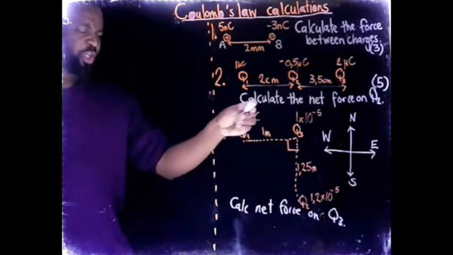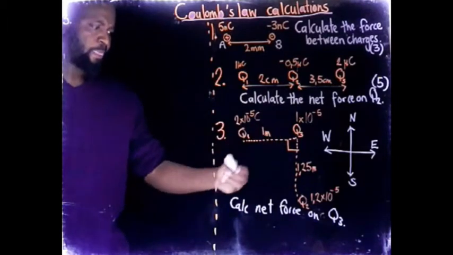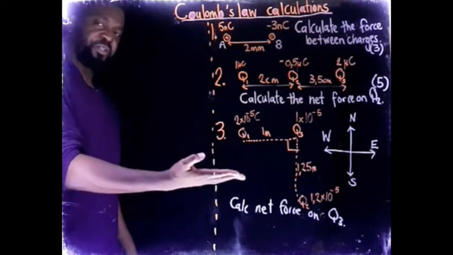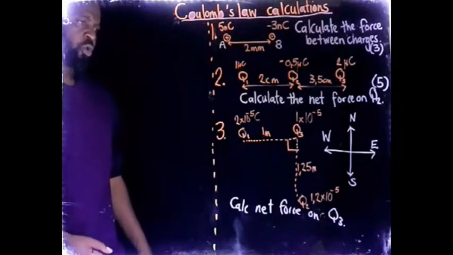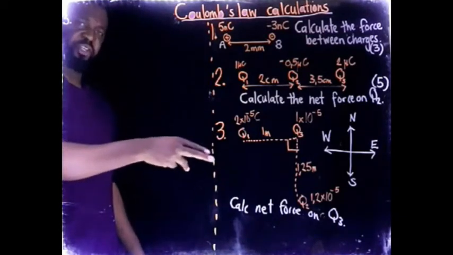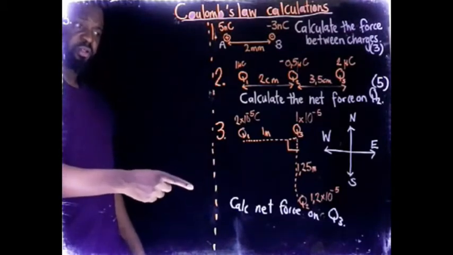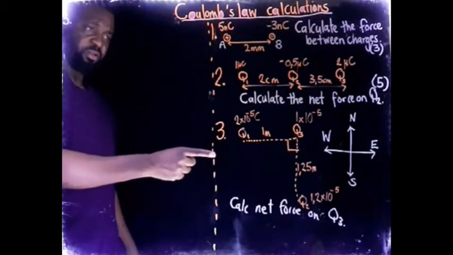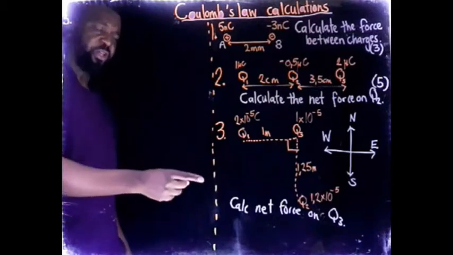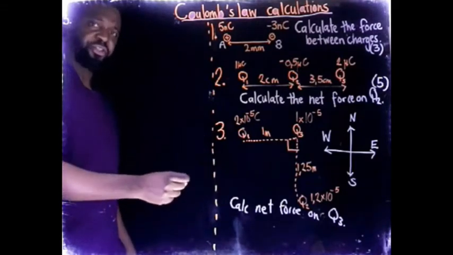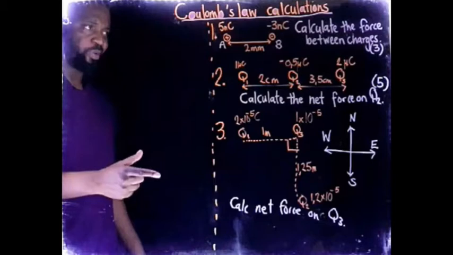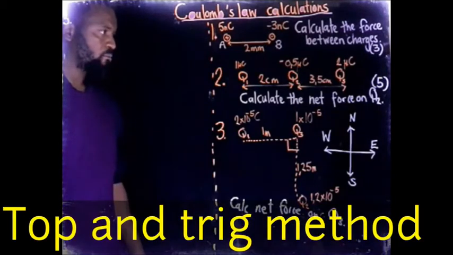They're going to be vectors in 2D here. Because they're going to be vectors in 2D, we'll need to use a top and trig method. In other words, we're going to use the Theorem of Pythagoras to get the resultant, and then we're going to use a trig ratio to get the direction. So I call it the top and trig technique.